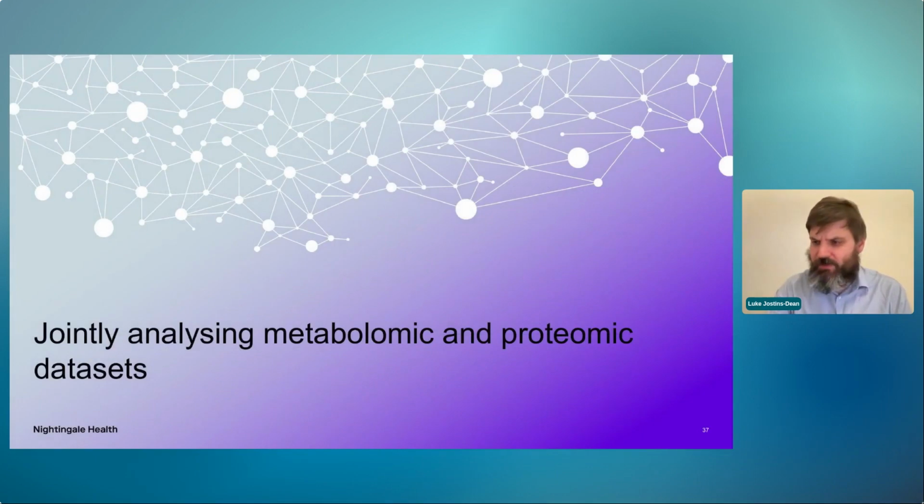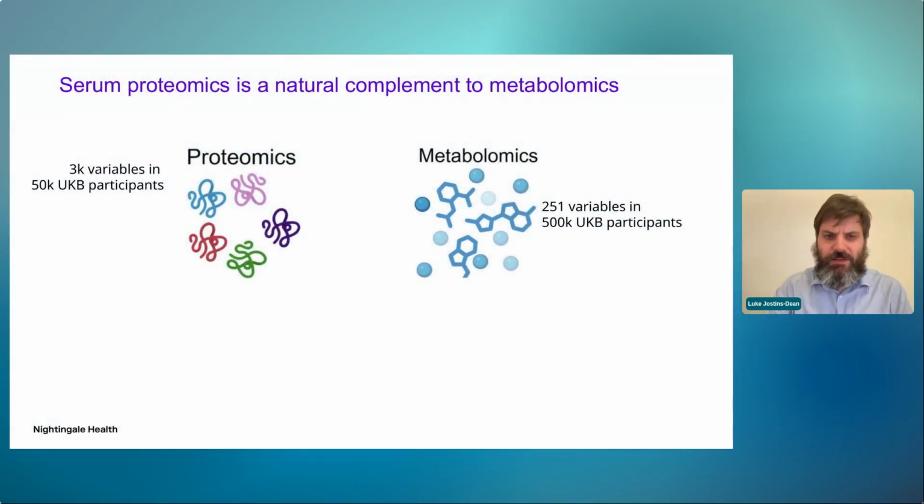I will skip through this bit quickly because we're running a bit low on time. So we've now measured metabolics in 500,000 people. There's also detailed proteomic data in 50,000 people, and we've been looking increasingly at how to put those things together. We as a company generate metabolomic data, but we also generate proteomics data for our customers and for ourselves. So we're interested in how you can analyze these two things together.